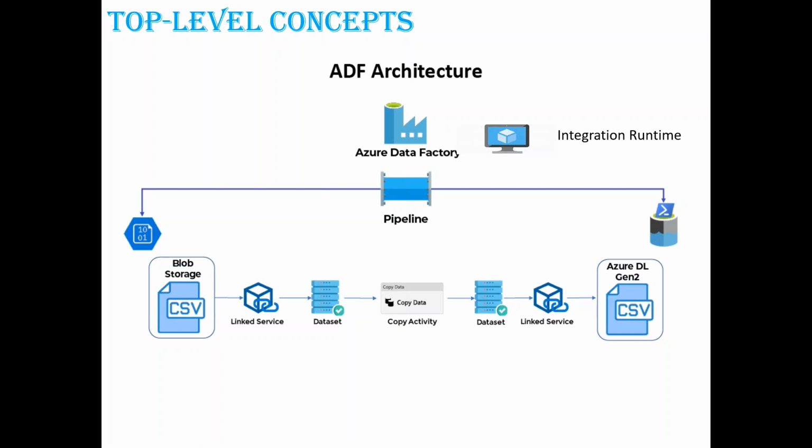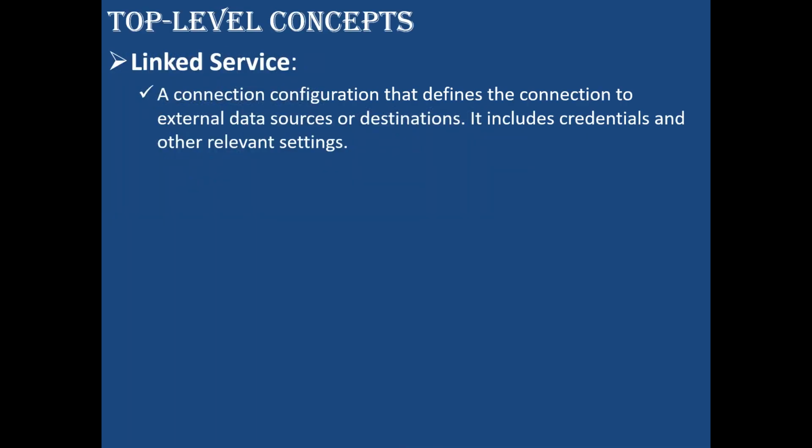Okay, I hope I have given enough examples to make you understand in detail. Let's quickly discuss the things. What is a linked service? A connection configuration that defines the connections to external data sources or destinations. It can be a source system or destination system, and it is basically used for connection configuration, meaning to connect.